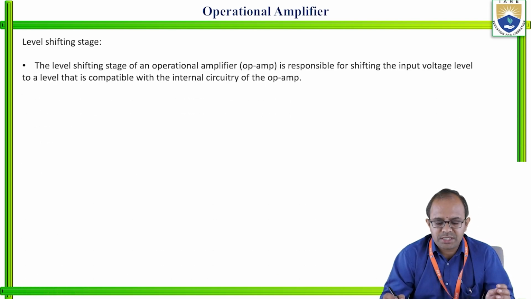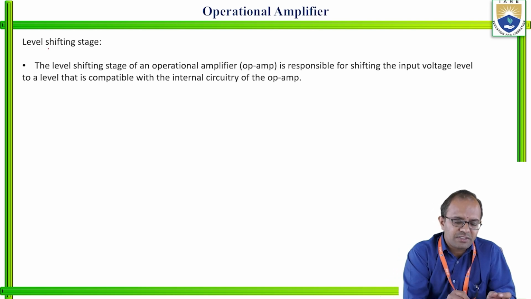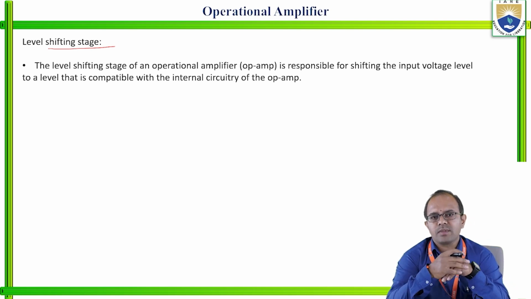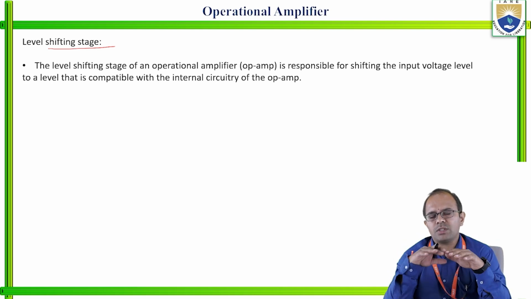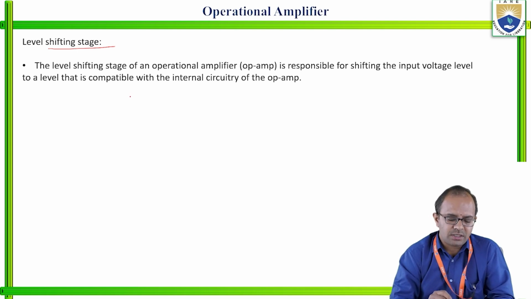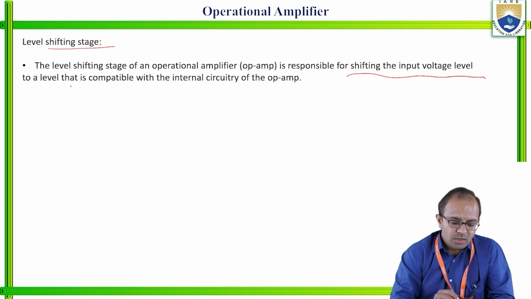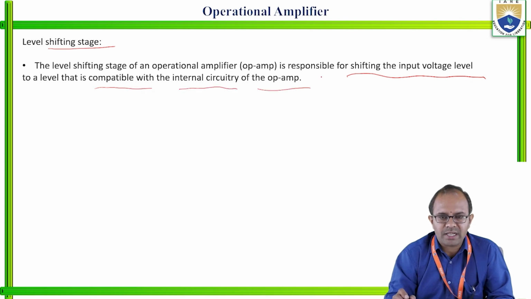Now coming to the third stage in an operational amplifier. What is the third stage? It is going to be the level shifting stage. Do remember, with the first two stages we are able to achieve the required gain. And now we are in the third stage, the level shifting stage. See what this stage will do and what its responsibilities are. This stage is responsible for shifting the input voltage levels to a level that is compatible with the internal circuitry of the operational amplifier.